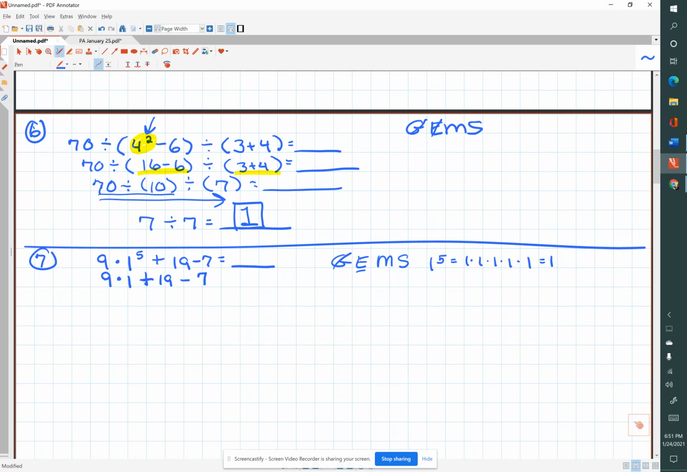All right, so we've got multiplication, addition, and subtraction. We'll start with the multiplication. 9 times 1 is 9, plus 19 minus 7. Now with multiplication and division out of the way, we just have our subtraction and addition. We just work from left to right. So 9 plus 19 is 28 minus 7, and 28 minus 7 equals 21, and that's our final answer.